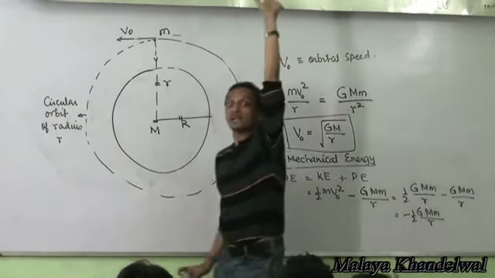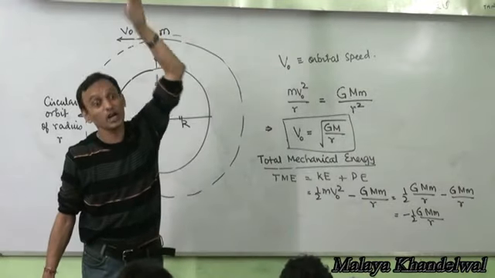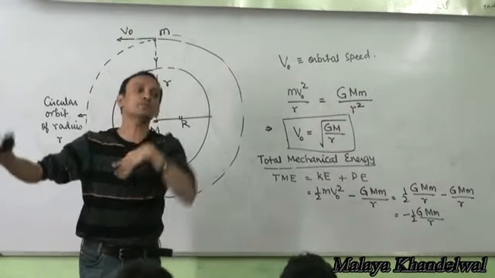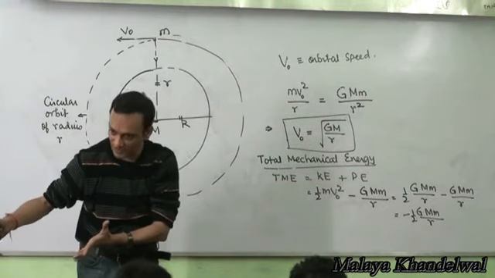At infinity, it will either be positive or zero. It will be positive only because of kinetic energy. Potential energy would be zero at infinity, right?